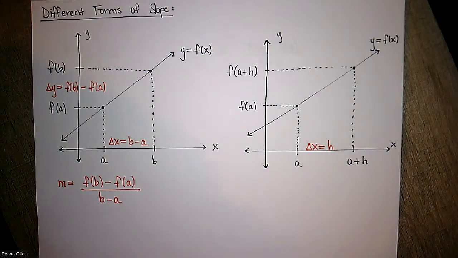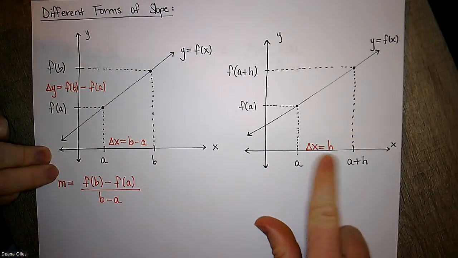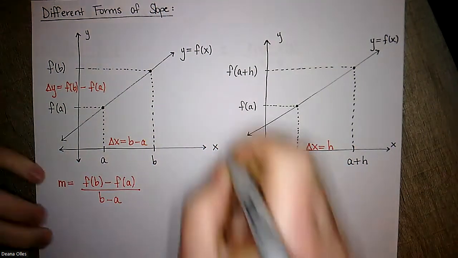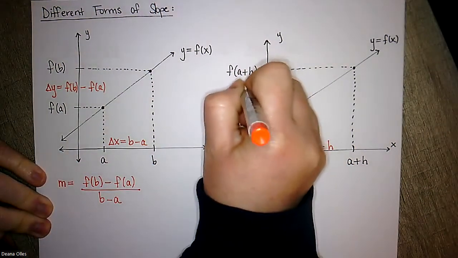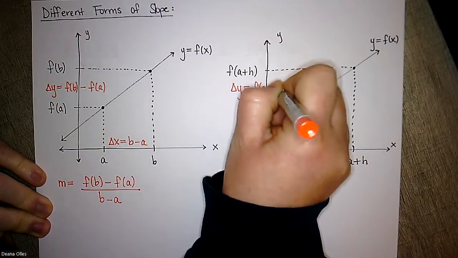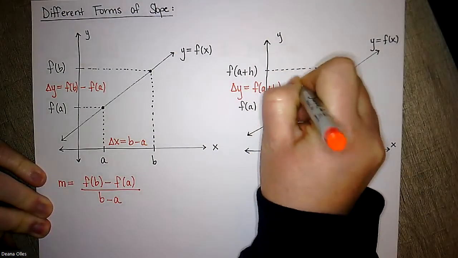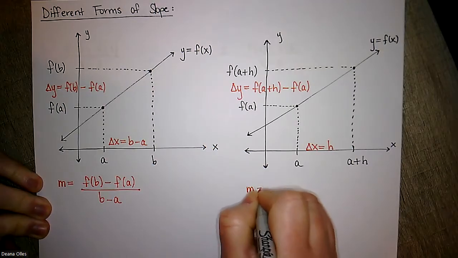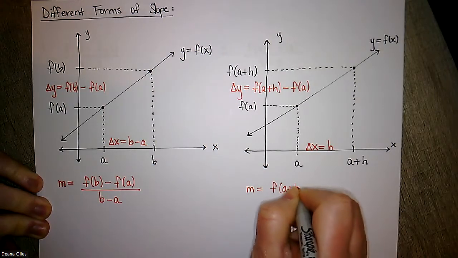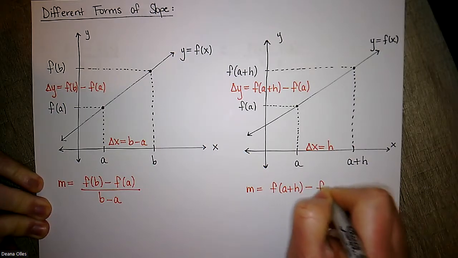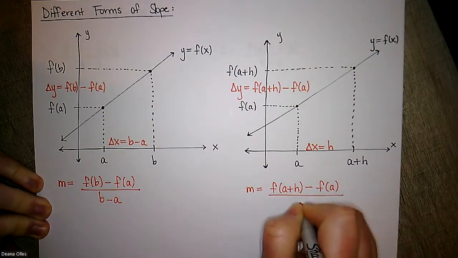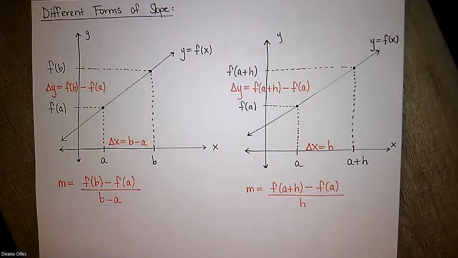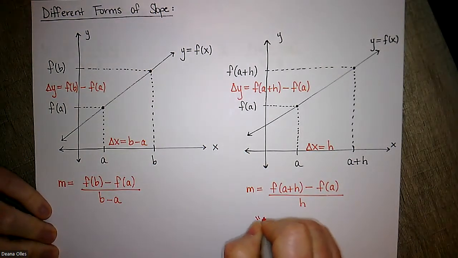Now, this will be important for when we're finding equations of tangent lines. When we go through the derivation of how to find the slope of a tangent line, you'll understand where this is coming from. Okay. All right, let's go ahead and label our change in y now. This is going to be f evaluated at a plus h minus f evaluated at a. And so now our slope formula is f of a plus h minus f of a all over h. This is also known as your difference quotient.